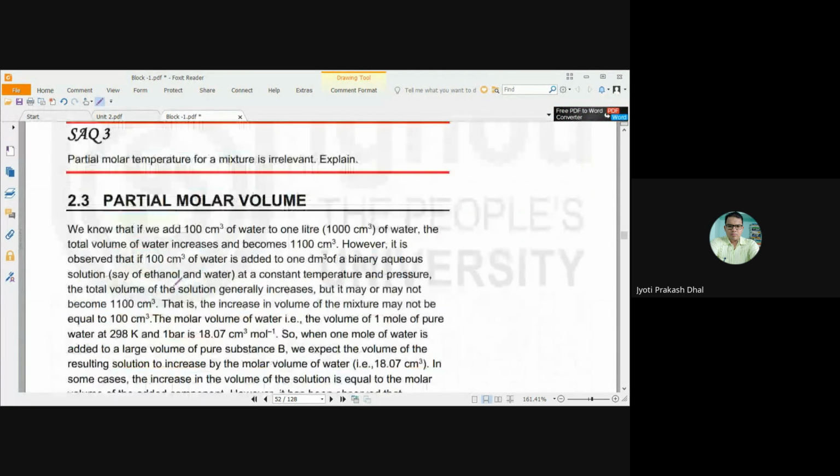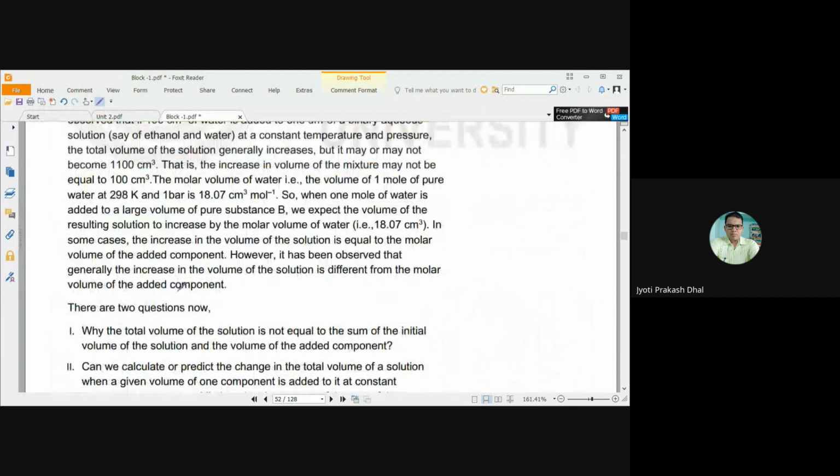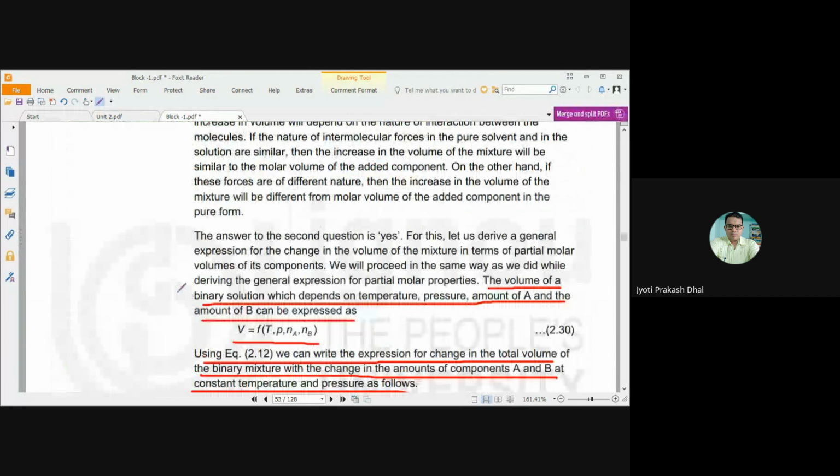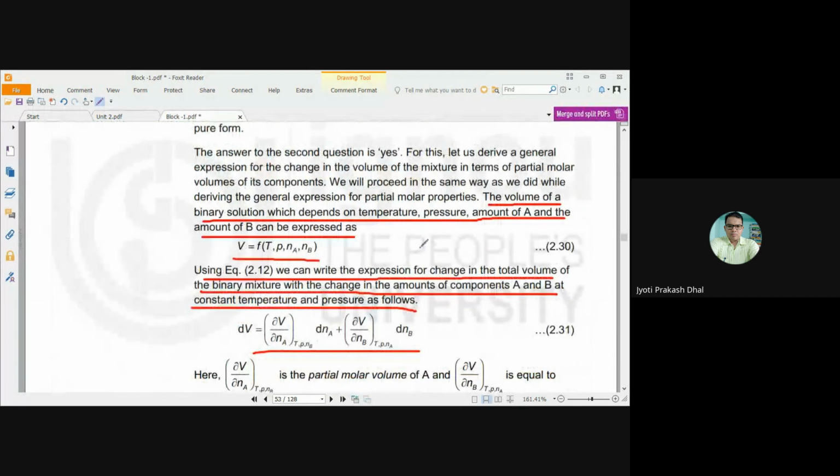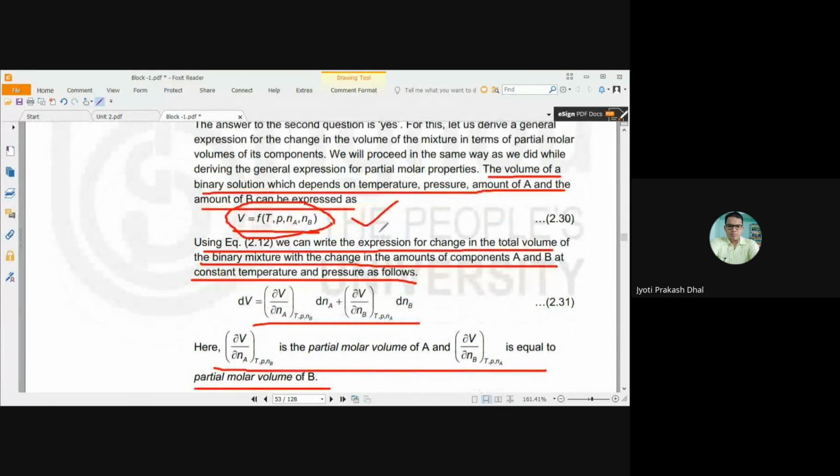So now we will discuss partial molar volume. If the volume of a binary solution depends upon temperature, pressure, the amount of A and the amount of B, then the partial molar volume is defined as follows. If we consider a binary solution formed by nA moles of A and nB moles of B, then the volume is a function of T, P, nA and nB. So this is equation 30. So using equation 12, we can write the expression.